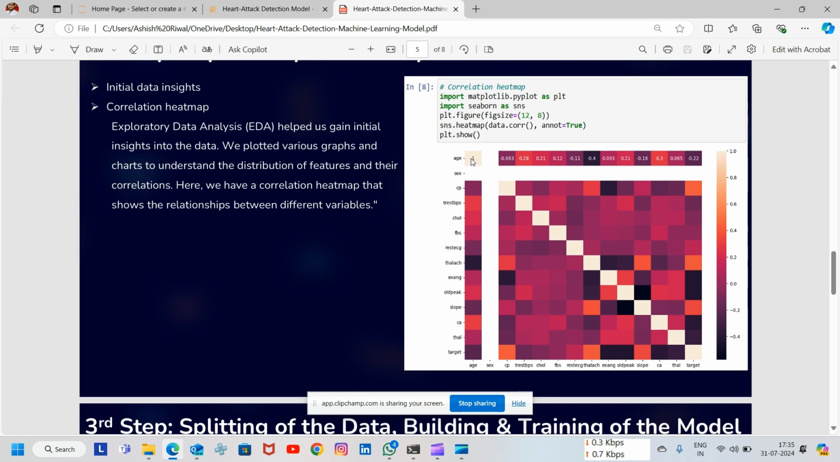So there are the attributes of the data like age, sex, CP, chol, FBS, and slope, CA, all. As the color is dark, we can see the value is negative, meaning there is a highly negative relationship between the features. As we can see, the color is getting lighter and lighter, the correlation among the features increases.